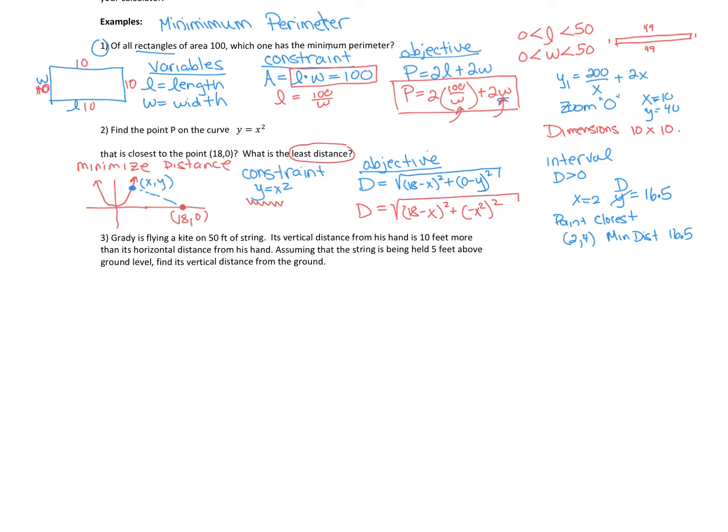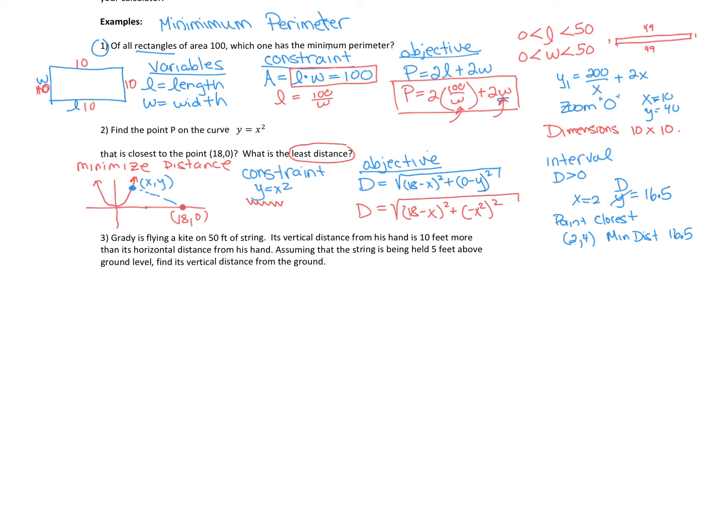Okay, one more problem. Grady is flying a kite on 50 feet of string. Its vertical distance from his hand is 10 feet more than its horizontal distance from his hand. Assuming the string is being held 5 feet above the ground, find its vertical distance from the ground.